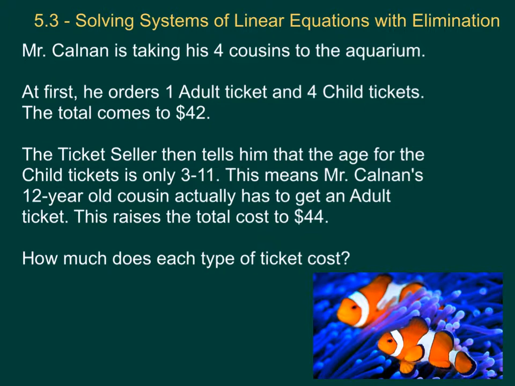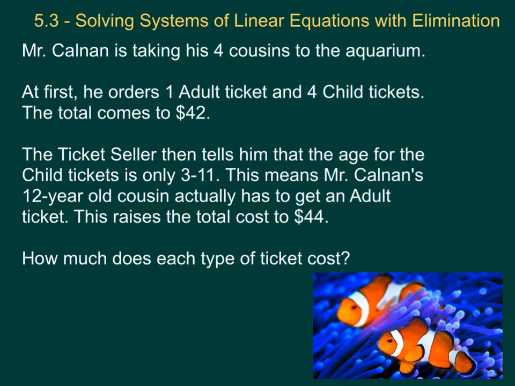So the question is, how much does each type of ticket cost? How much does it cost for an adult ticket? How much for a child ticket? So what we're going to do here is set up 2 different equations to talk about the 2 different scenarios. First, we have the initial scenario, where I ordered 1 adult ticket and 4 child tickets for $42.